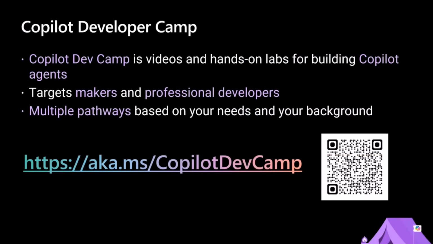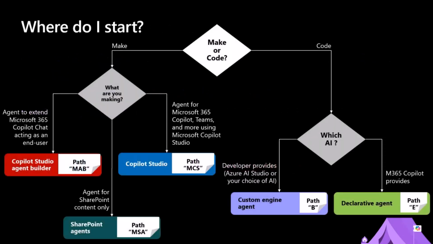Well, actually, the Copilot Dev Camp is a set of videos and hands-on labs that we provide you to learn how to extend Microsoft 365 Copilot, whether you are a maker or a professional developer. There are multiple pathways that you can go through. Here you can find the URL to access the Copilot Dev Camp, aka.ms/Copilot Dev Camp, and even a QR code if you want to just go straight there right after this day. In the Copilot Dev Camp, as I said, we have multiple pathways. You can be a maker, and if you are a maker, you can choose if you want to build an agent for Copilot using the Copilot Studio Agent Builder or the Copilot Studio, the official Microsoft Copilot Studio tool, or if you want to create SharePoint agents.